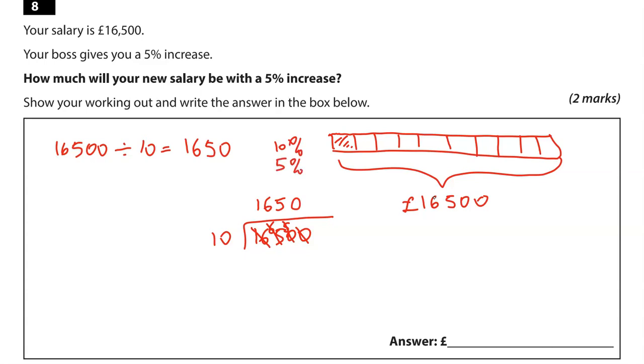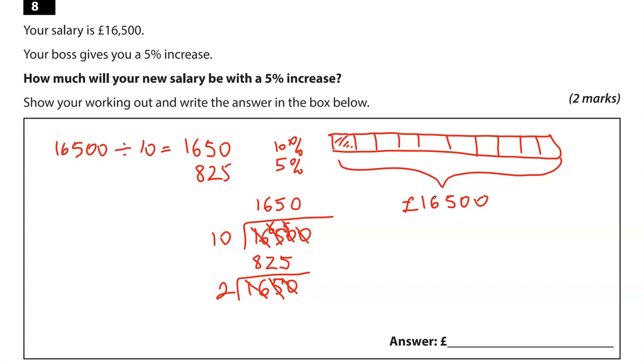5% will be half of that. So if I divide 1,650 by 2, should give me what 5% is worth. So how many 2's into 16? That is 8, because 2 lots of 8 gives us 16. How many lots of 2 fit into 5? That is 2, because 2 lots of 2 gives us 4. 5 take away 4 gives us 1, so there is 1 remaining. How many 2's into 10 now? That is 5.